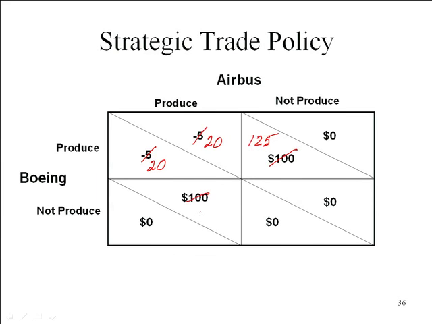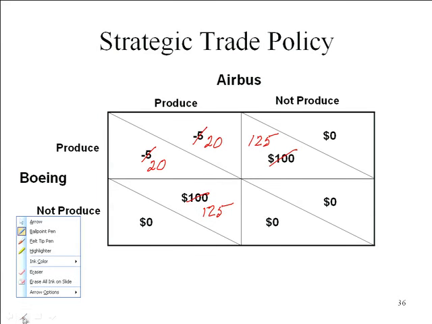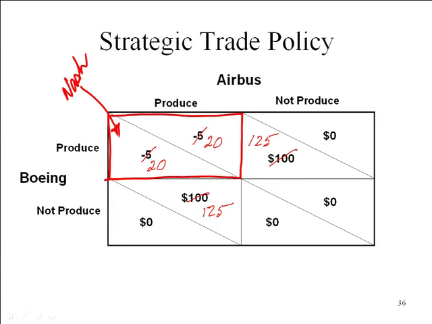Now where's our Nash equilibrium? Notice that if you're looking at it from Boeing's perspective, if Airbus produces, it still makes sense for you to produce. And if you look at it from Airbus's perspective, even if Boeing produces, you still make money if you produce. So our Nash equilibrium here is now in the upper left-hand corner, and it makes sense then for both companies to produce. So now, of course, we split the market.